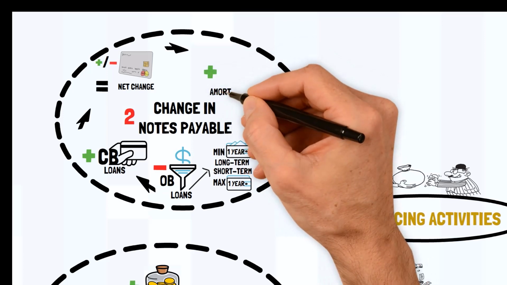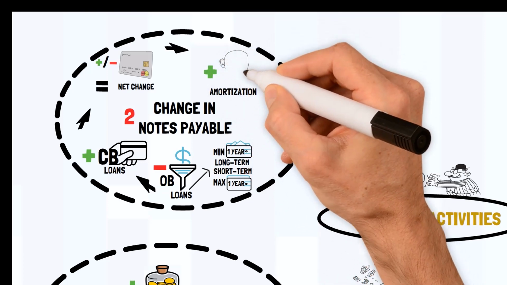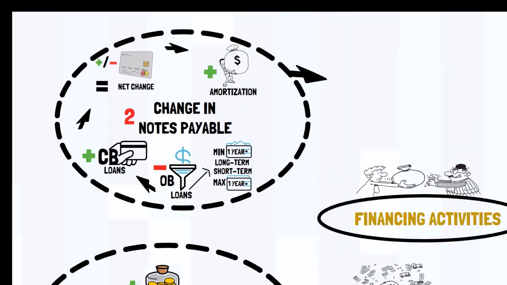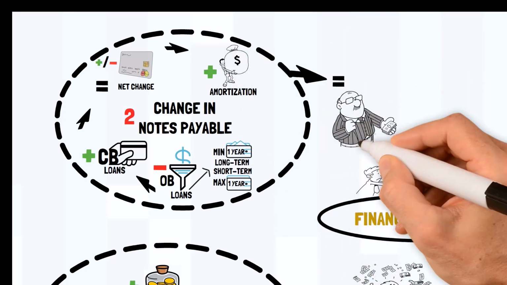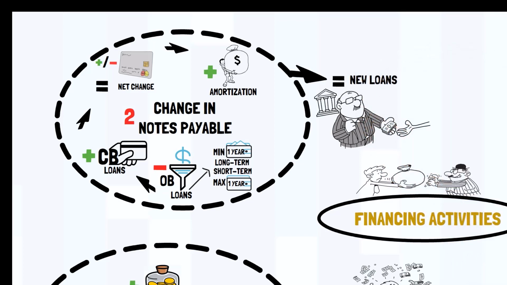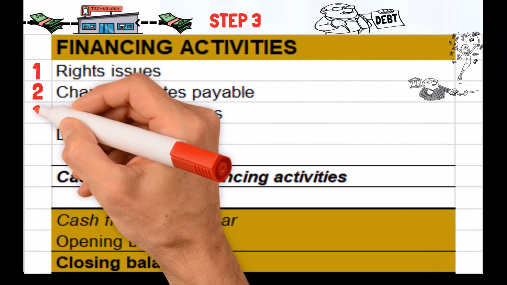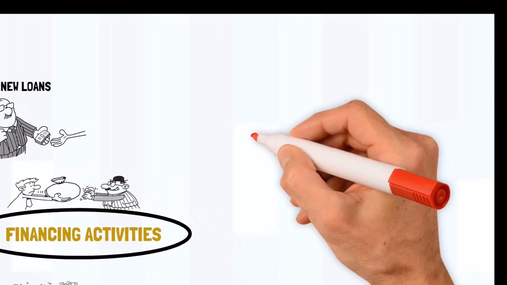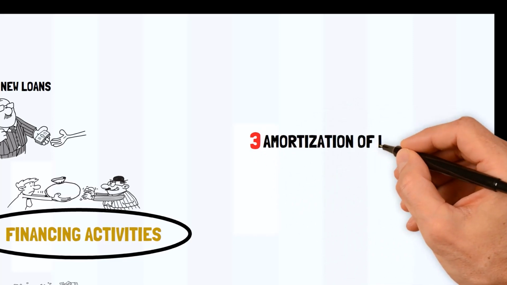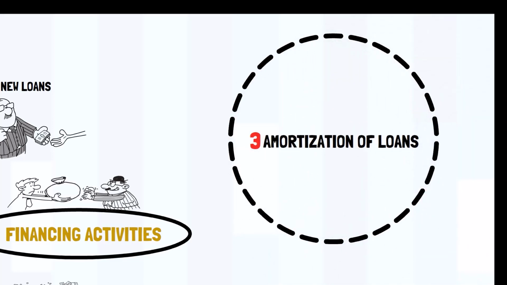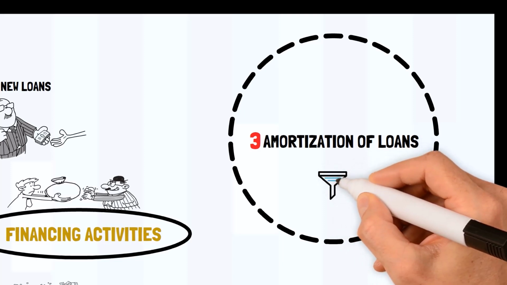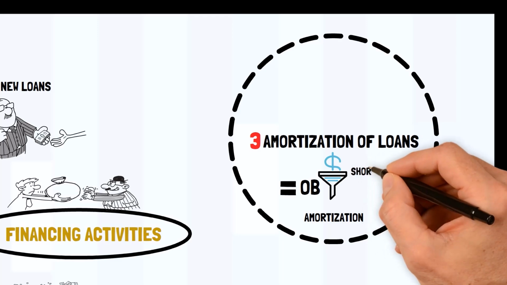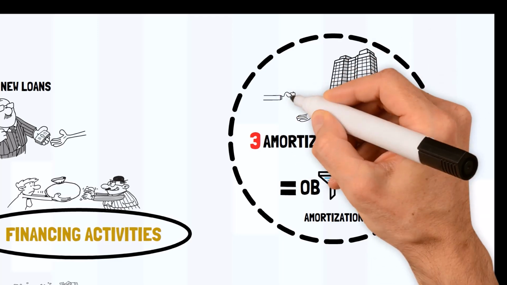Finally, add amortization, which is the repayment of the loans, to the sum of the loans' net change. The remaining value shows if the business has taken out any new loans for the period. The third part of the financing activities is the amortization of loans. The category amortization of loans does not even need any calculation. It can be read directly from the balance sheet. Amortization of loans is equal to the opening balance of short-term loans.